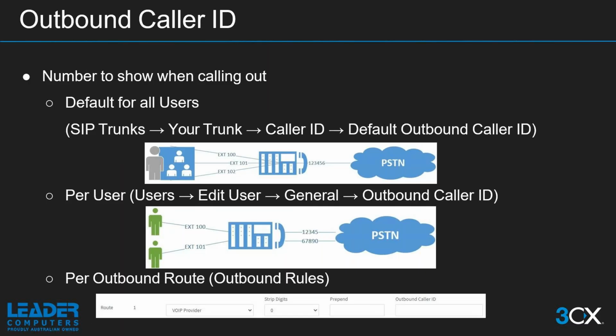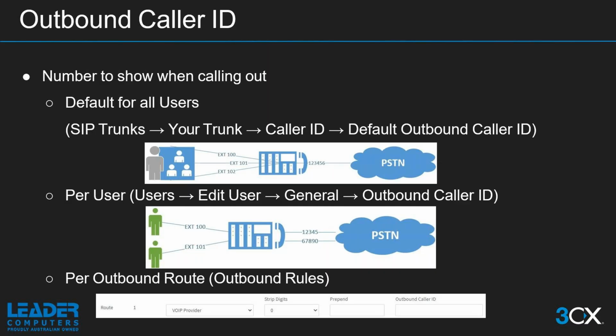And outbound caller ID. So basically the number to show when calling out. And there are 3 places where you can set the outbound caller ID. Basically on SIP trunks, or per user, or per outbound route. And when you set different caller IDs in the 3 places, it also has a specific priority.